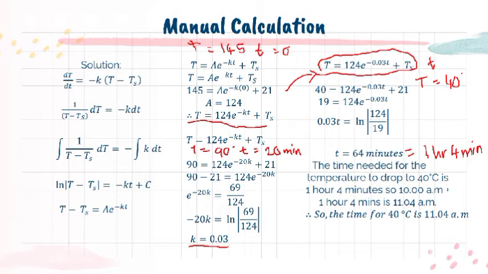So we know that the time the cake was removed from the oven is at 10 a.m. So 10 a.m. plus this, we will get that the ideal time to reach 40 degrees Celsius is at 11:04 am. The time for the cake to reach 40 degrees is at 11:04 am.